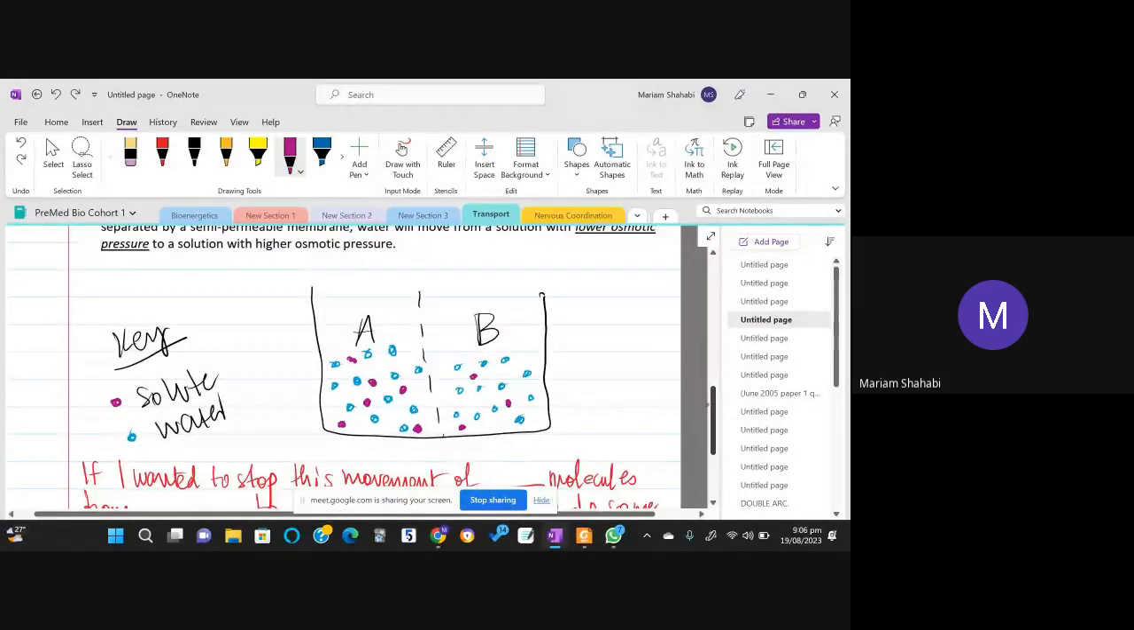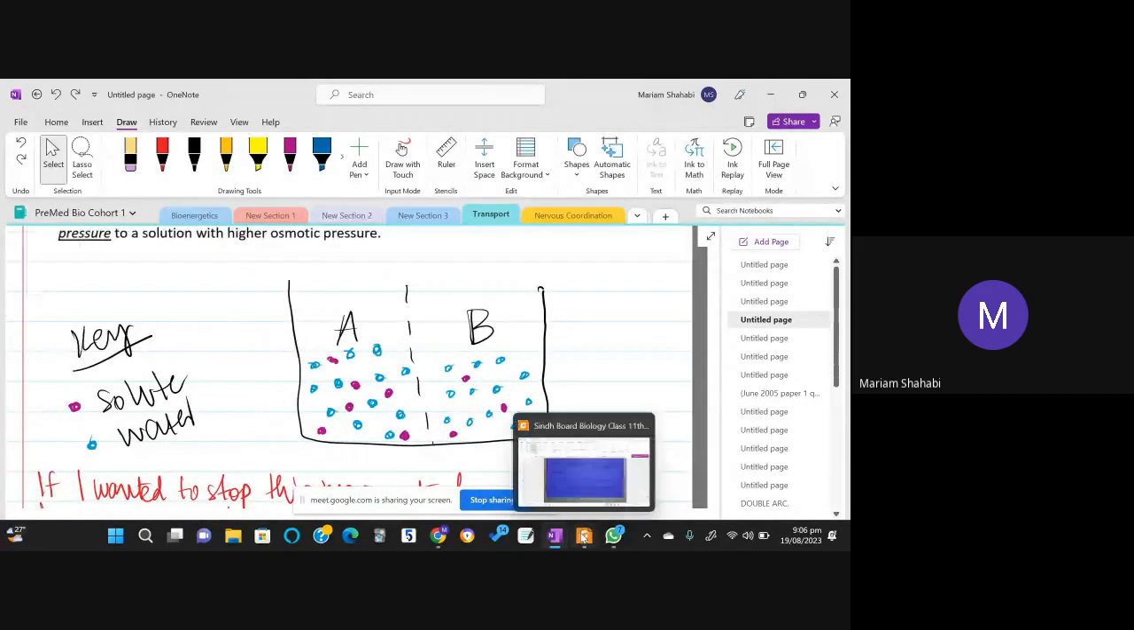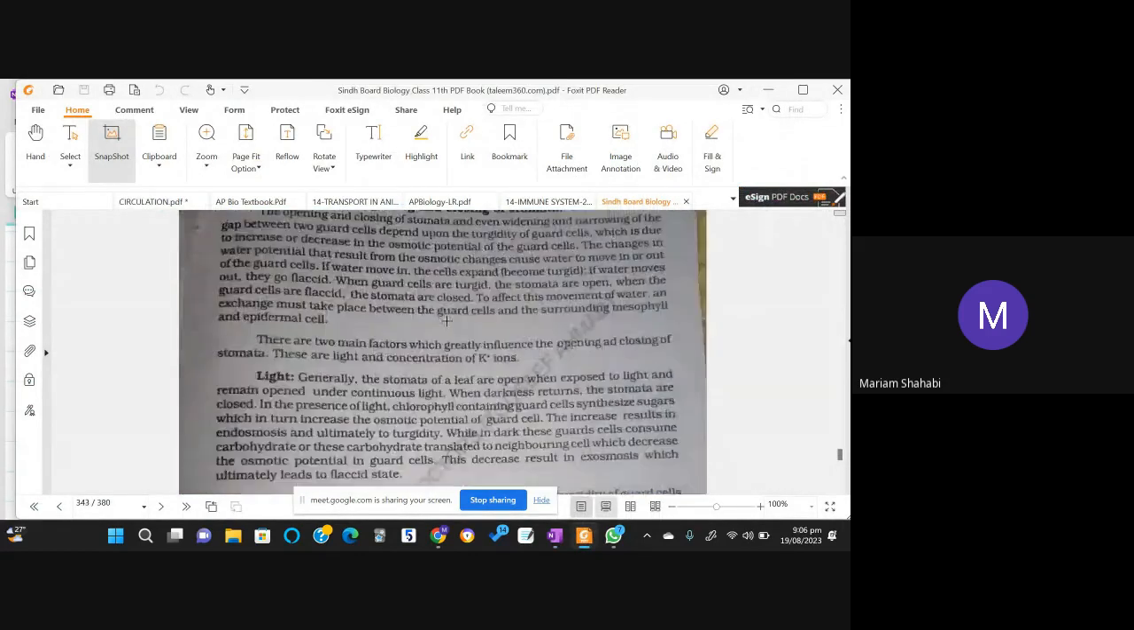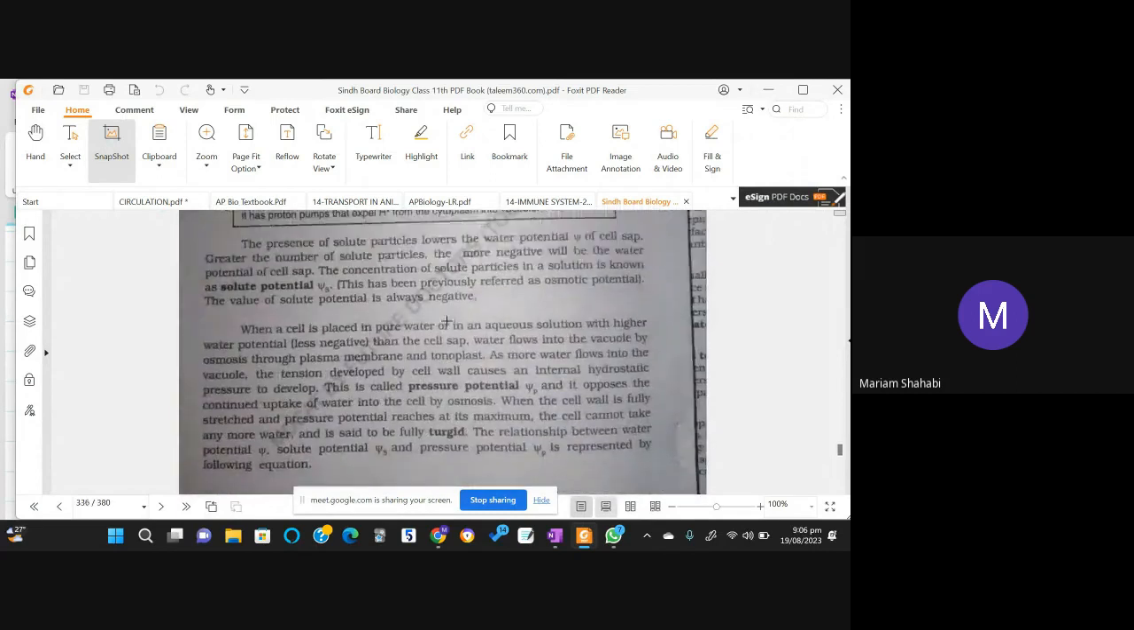कि I want to prevent this movement. I don't want water molecules from B to go to A. I want to prevent this from happening. तो इसको करने के लिए I would do something, मैं कुछ ना कुछ काम करूंगी. I think there is a diagram given in the Sindh wali book somewhere. उन्होंने कुछ ये इस तरह से किया हुआ भी है, some experiment. Let's go there.